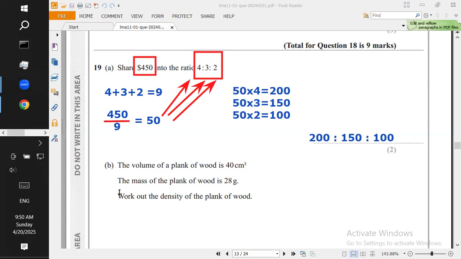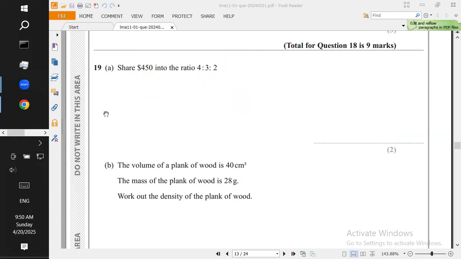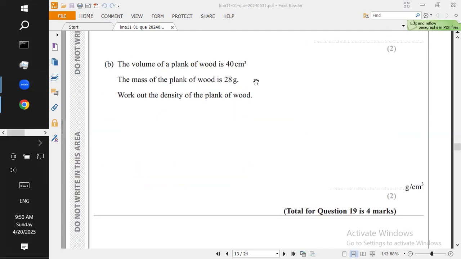Now let's move on to question B. In question B, the volume of a plank of wood is 40 centimeters cubed. Let's go down so we can write the question. So the volume of a plank of wood is 40 centimeters cubed. The mass of the plank of wood is 28 grams. Work out the density of the plank of wood.